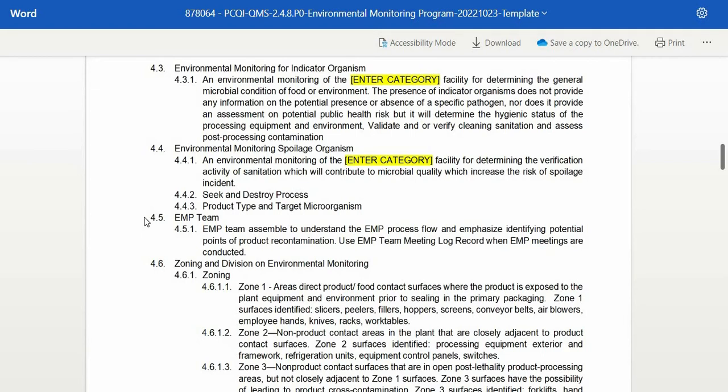Fifth is the EMP team. EMP team assembled to understand the EMP process flow and emphasize identifying potential points of product recontamination. Use EMP team meeting log record when EMP meetings are conducted.